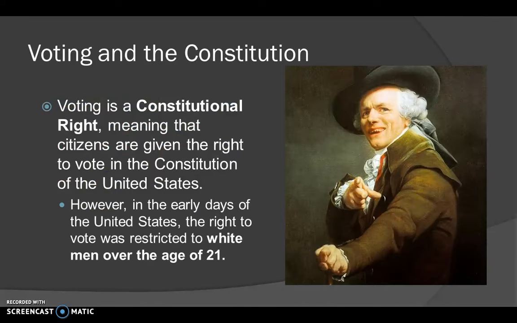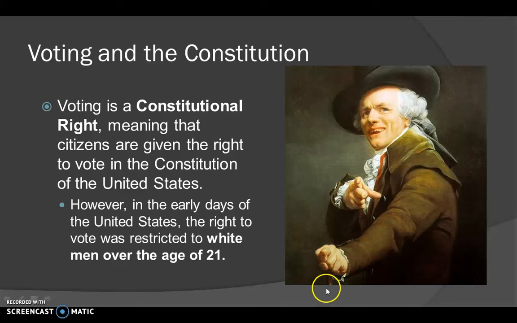For the next section, we're going to talk about voting and the Constitution. Voting is a constitutional right, which means that the reason why we, the citizens, are able to choose things and to vote is because it is written into the document, the Constitution of the United States. However, in the early days of the United States, the right to vote was restricted only to white men over the age of 21. Like this guy.